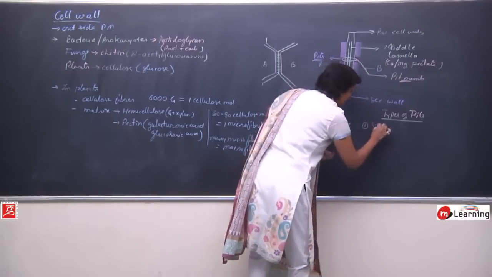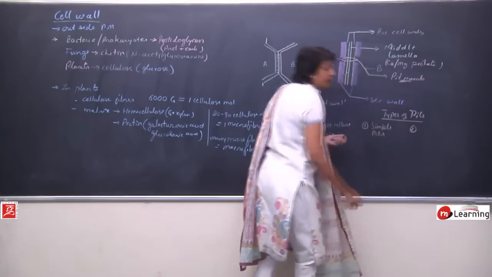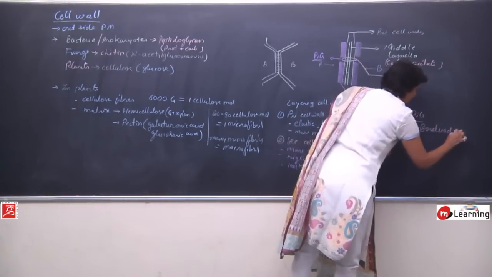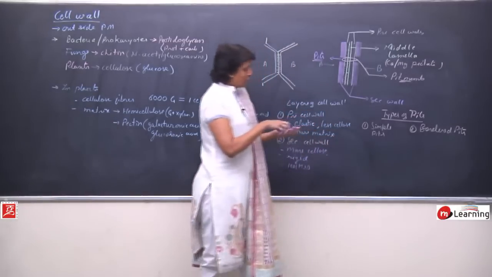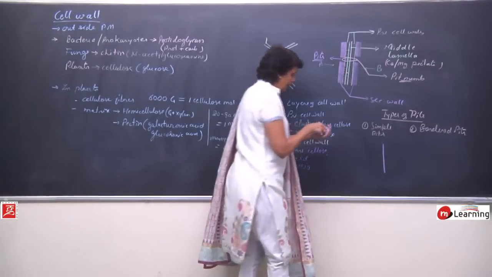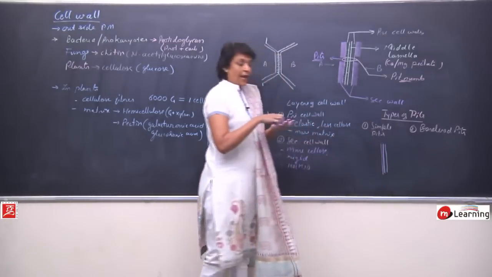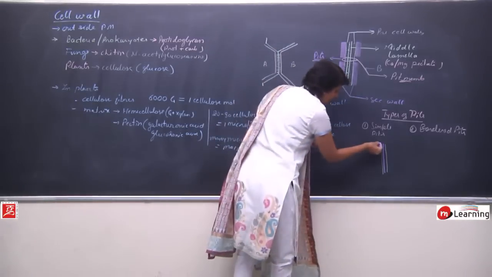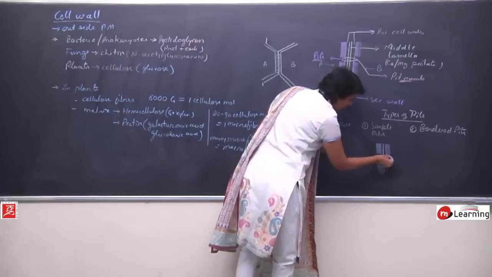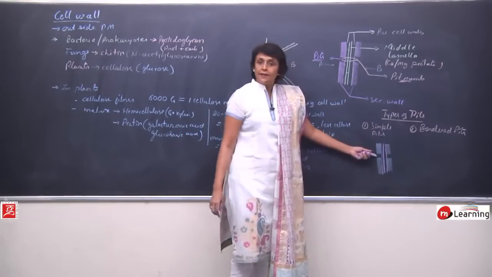One, simple pits, and two, bordered pits. What is the difference between the two? This is the middle lamella, the primary wall of this cell and primary wall of this side, and when the secondary layer is deposited, there is a gap where this deposition of secondary layer does not take place.